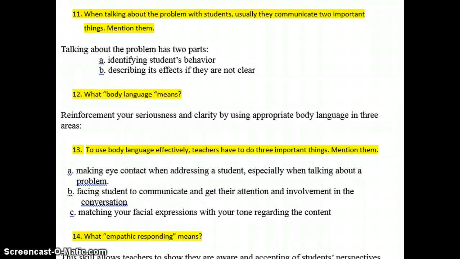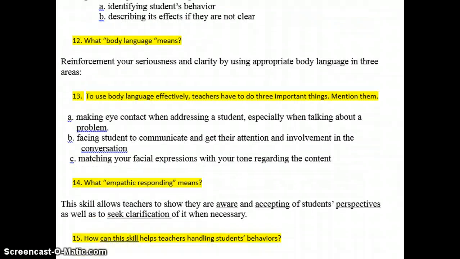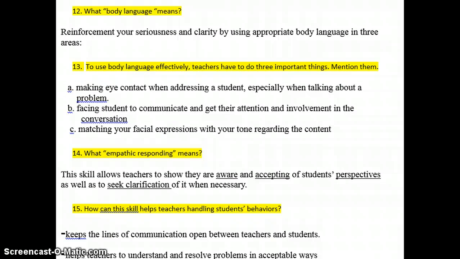Number 11, when talking about the problem with students, usually they communicate 2 important things. Mention them. Talking about the problem has 2 parts: identifying students' behavior, and describing effects if they are not clear. 12, what body language means. Reinforce your seriousness and clarity by using appropriate body language in 3 areas. 13, the use of body language effectively.